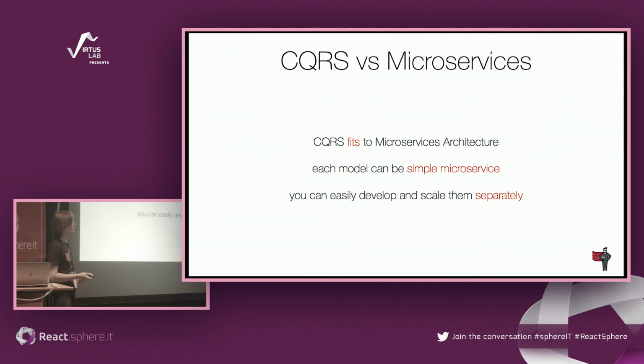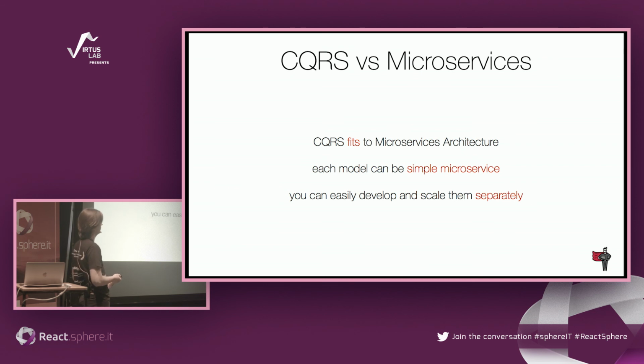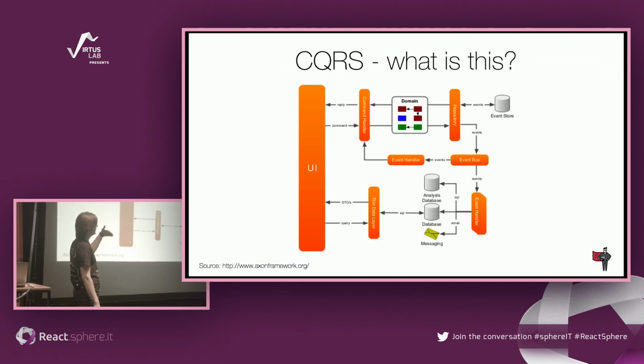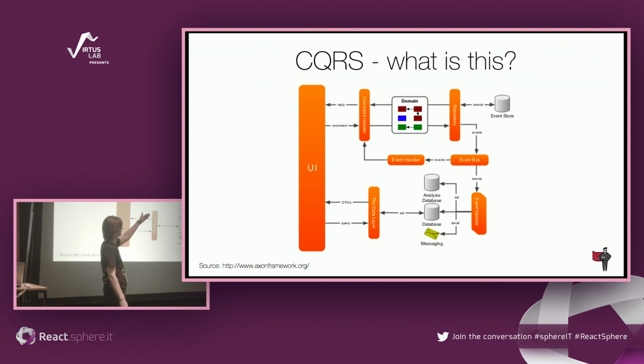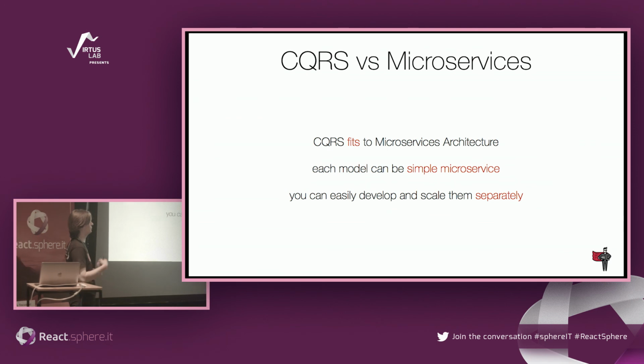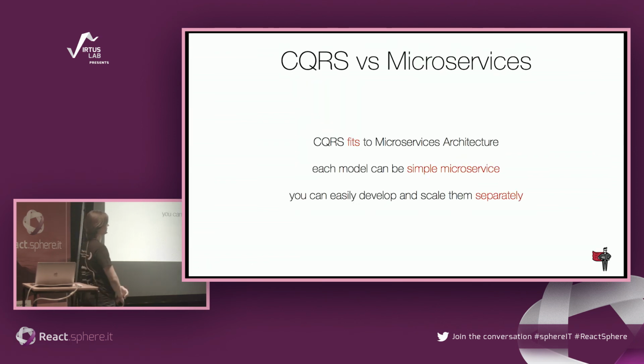CQRS fits microservices because each model, the write side or any of the read models, can be just a simple microservice. And what is very cool, you can have some kind of model declared between the team which is developing the write side and a couple of different teams which are responsible for developing the read side. Each team can use different technologies to implement different read models, to implement different things for your business requirements, because you can easily develop different microservices in your team. So CQRS is a really cool pattern for handling stuff in the microservices architecture.